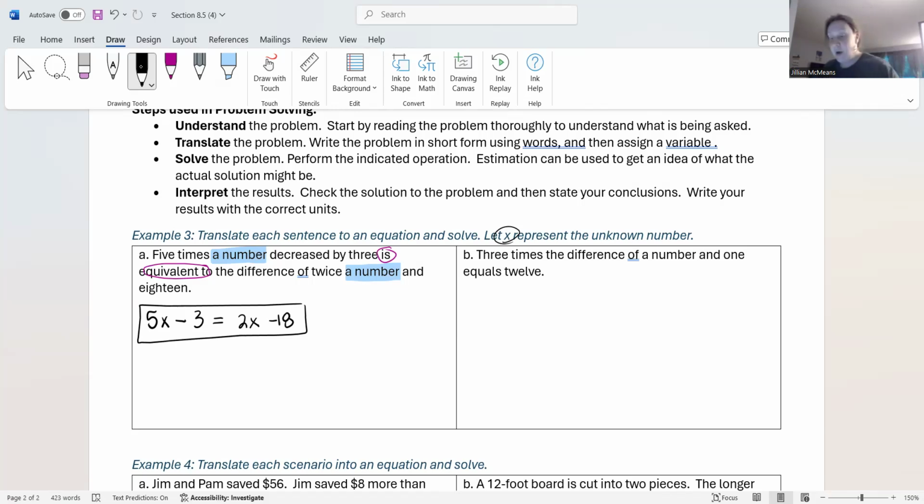Okay, now we want to solve. So we're at a point where each side of the equation is as simple as it's going to get. We have at most 2 terms on each side.